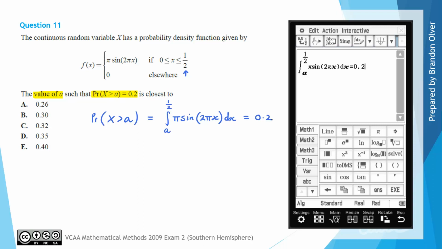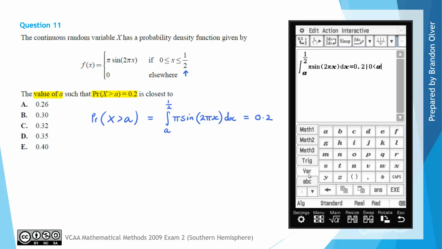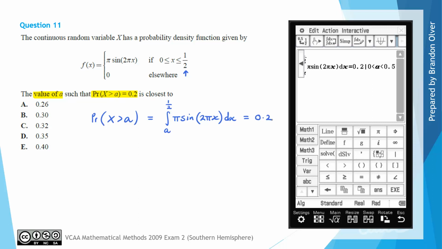The next thing we need to do is give a restriction for a, because this involves a circular function. So I'm going to go math 3 and then the given that line. We want to say that a is going to be greater than 0, but we also need it to be less than 1/2 or 0.5.